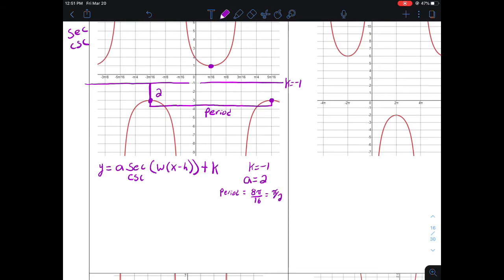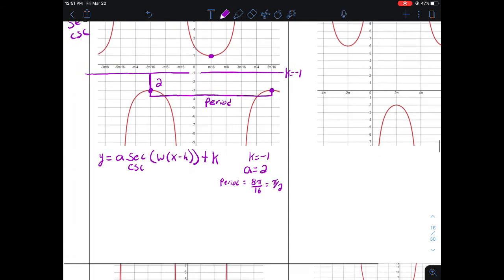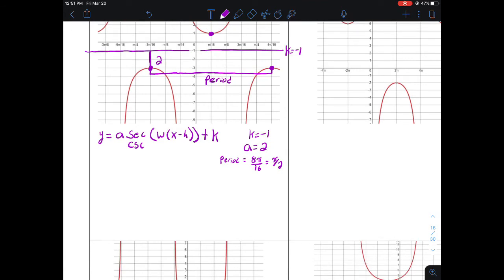Now, I will need to figure out what the stretch or shrink factor is that made the period become pi over 2 instead of 2 pi. So I'm going to remember 2 pi over w is equal to the period. And I'm going to solve for w. So with that, we're going to say w equals 4. So now I have a, w, and k. And we're ready to start writing.